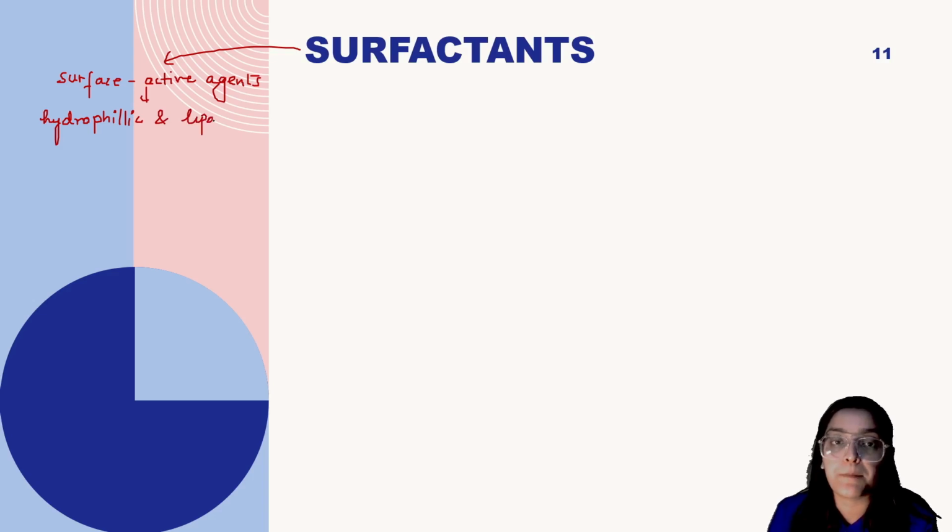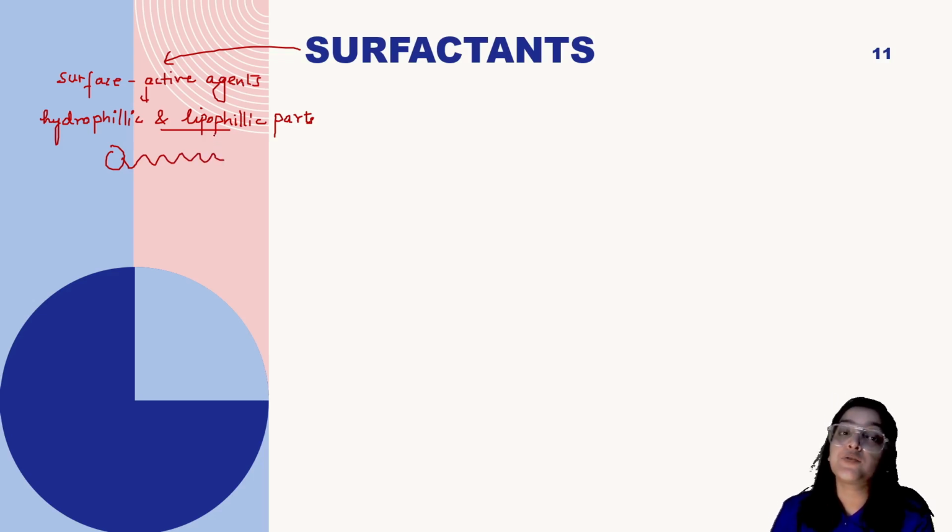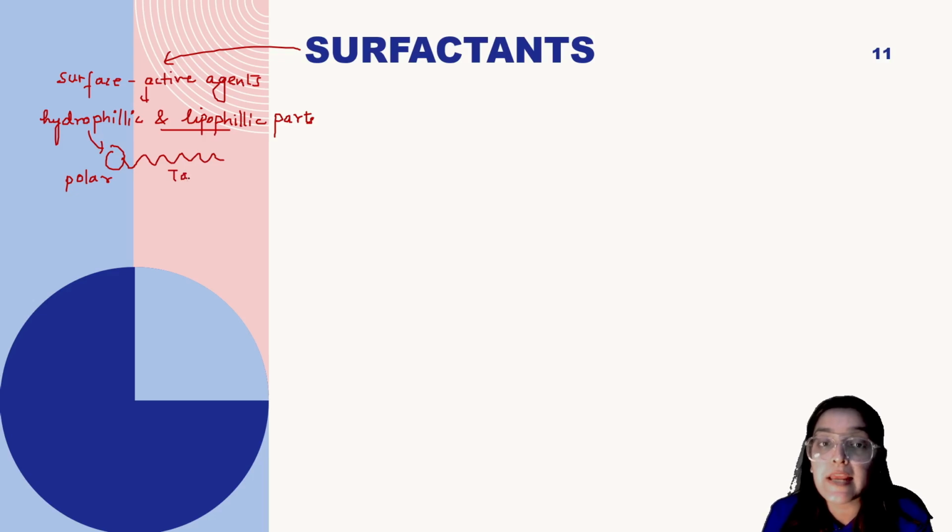And the lipophilic parts. Right? So these surfactants are known to bear a hydrophilic part as well as a hydrophobic or lipophilic part. As you can see, there is a polar head portion, which is hydrophilic, and there is the tail portion, which is the lipophilic part.